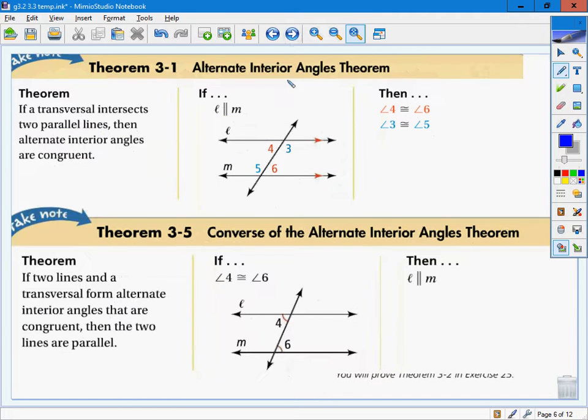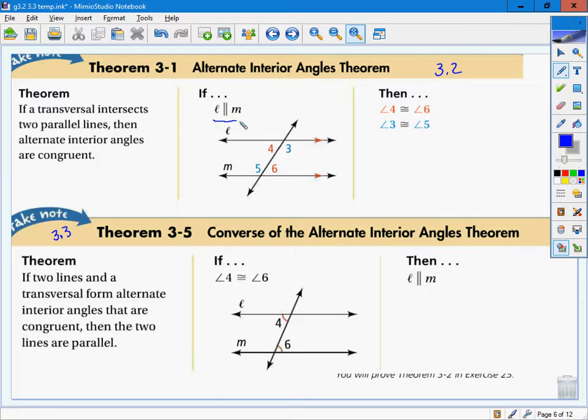On the sheet of paper that you have, you'll notice that the first one is going to come from section 3.2, but this one actually comes from section 3.3. The first one states that the lines are parallel. The second one is what you'd use to prove that the lines are parallel.